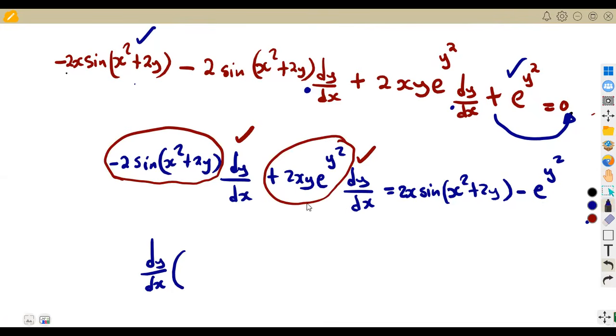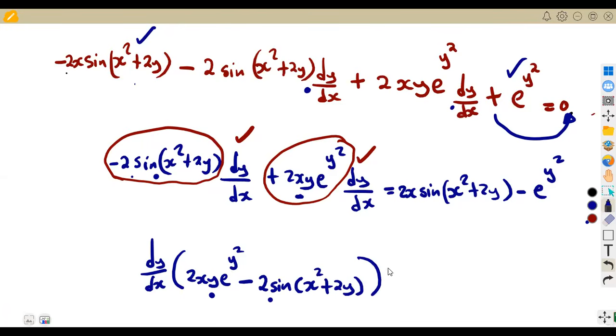So you can even start by writing this one as a positive, or you can start with this one, guys. This one is up to you. So I'm just going to start with the positive one, 2xy e to the exponent of y squared, and I take the negative at the end, 2 sine of x squared plus 2y, like this. It is still one and the same thing. All right, so I could have started with this one and ended up with a positive, it's still one and the same thing.